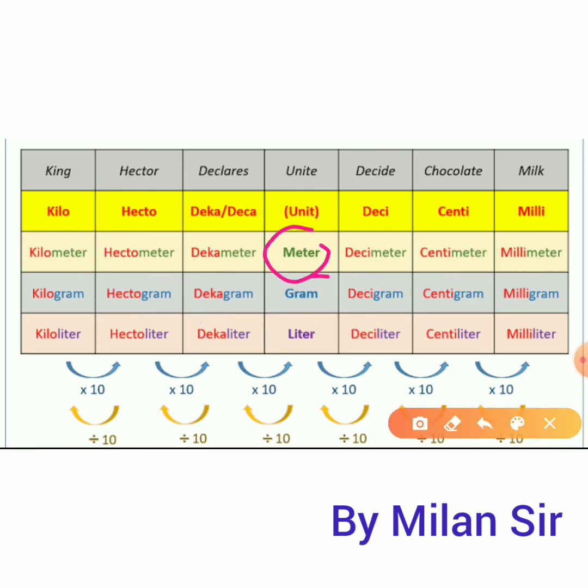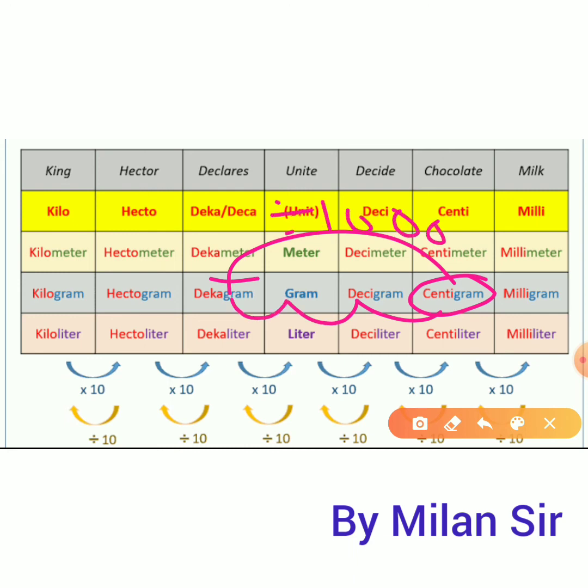In place of meter, if gram is there, then we can convert our unit in the same way. This becomes kilogram, hectogram, decagram, gram, decigram, centigram, milligram. If we want to go from hectogram to gram, multiply 10, multiply 10, so totally multiply by 100, left hand side to right hand side. If we want to go from centigram to decagram, divide by 10 three times, so divide by 1000, right hand side to left hand side.